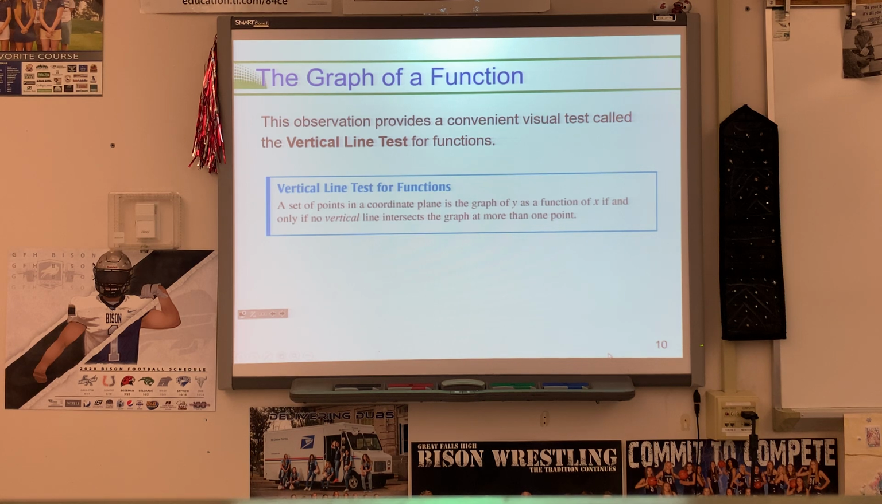It says a set of points in a coordinate plane is the graph of y as a function of x, if and only if, there's that biconditional statement or definition that you should have learned about in your geometry days. If and only if what? No vertical line intersects the graph at more than one point. Okay, so that's why this ends up being a test for whether it's a function or not.